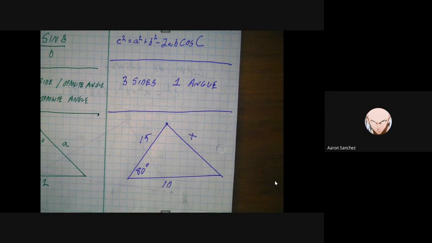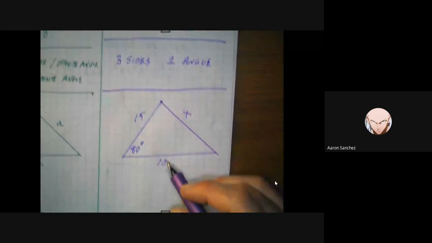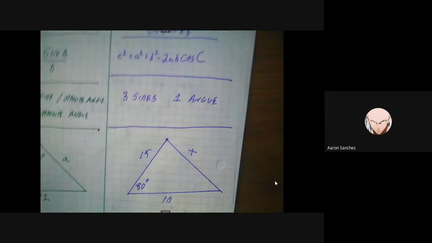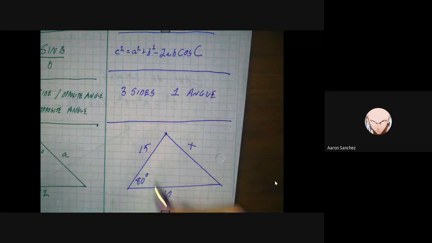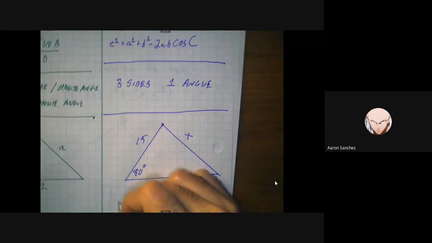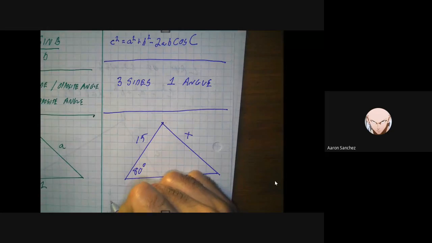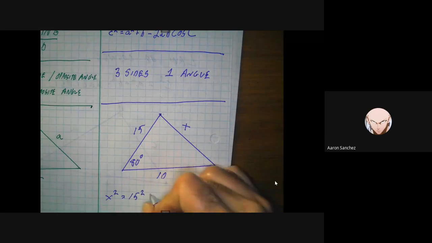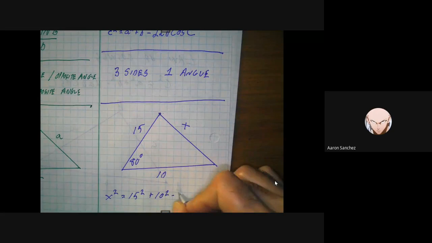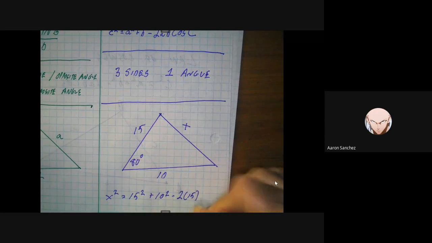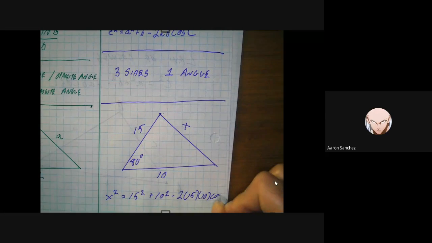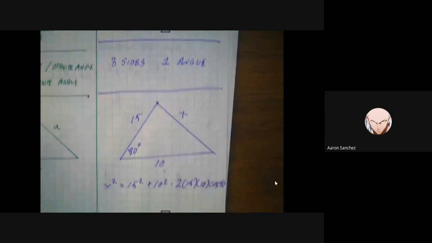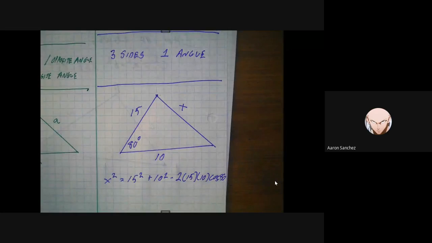So the way we'd set this up is like this. By the way, A and B doesn't matter. 10 and 15 doesn't matter. You can put them any way you want. So it'd be x squared equals 15 squared plus 10 squared minus 2 times 15 times 10 cosine 80. And that's how you'd set that up. I'm not going to solve this one because we're going to go to the homework. That's pretty much it for the lesson.